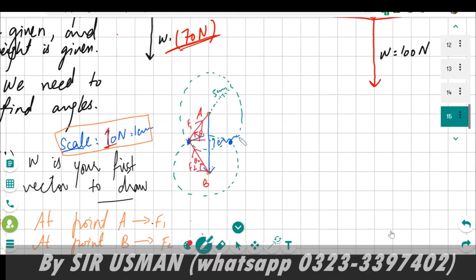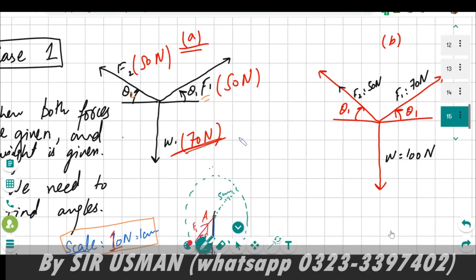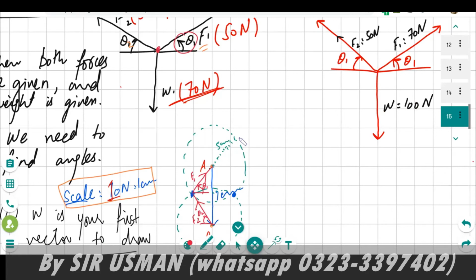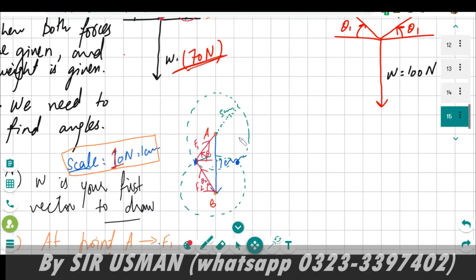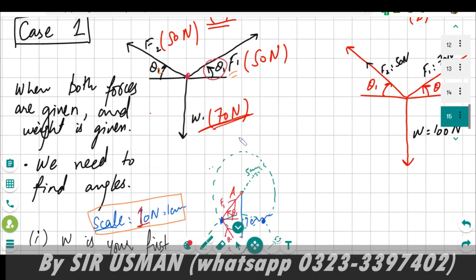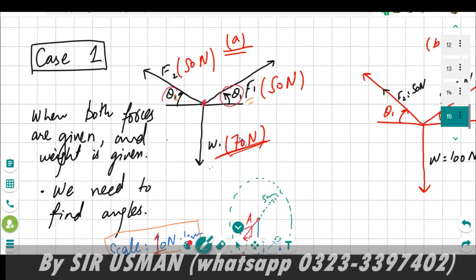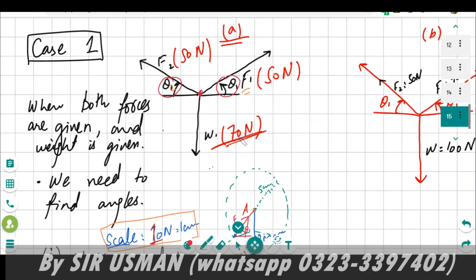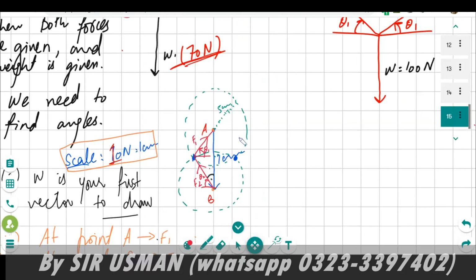Which angle? So we need to find the angle from their point of origin. Let's say in F1, we need to find the angle from their point of origin. So that is why we have taken their angles from their tail, not from their heads. I mean this angle. So this is your angle with the vertical side. So theta 2 is your angle from the horizontal side. So that is why we need to find the angle with the horizontal. Is it clear? Yes.